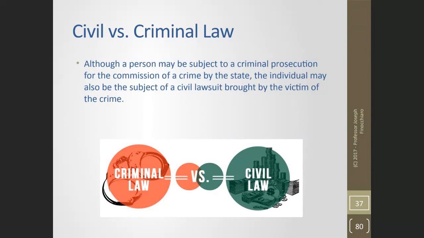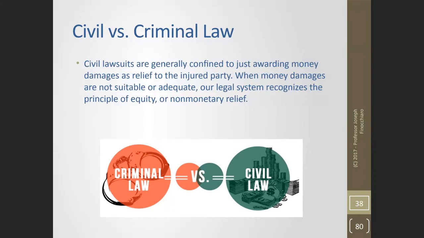Although a person may be subject to a criminal prosecution for the commission of a crime by the state, the individual may also be the subject of a civil lawsuit brought by the victim of that same crime. Civil lawsuits are generally confined to just awarding money damages as relief to the injured party.